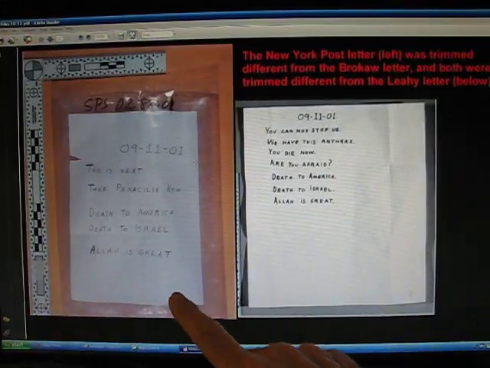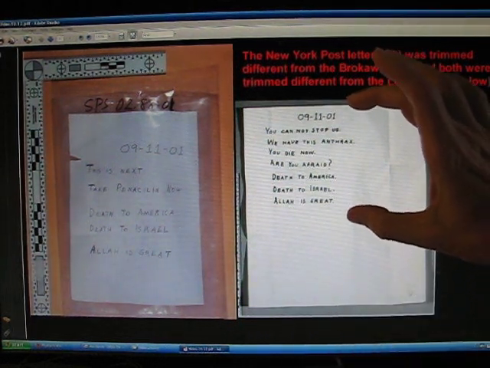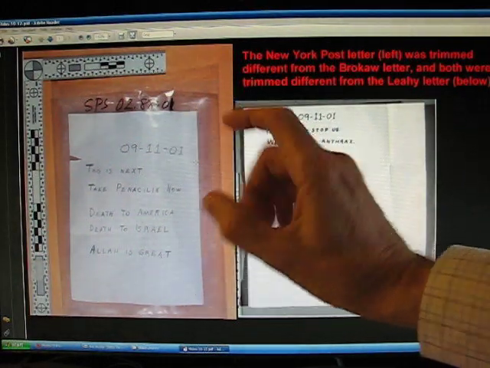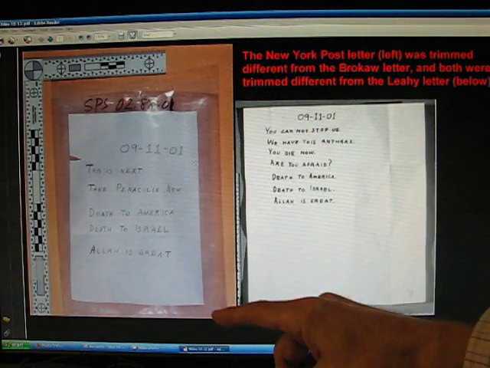Here's the New York Post letter and the Senator Leahy letter. It's also very clear on this that the handwriting is about half the size here than it is here. And also in the New York Post letter, he trimmed the letter differently. He cut off a side of it.